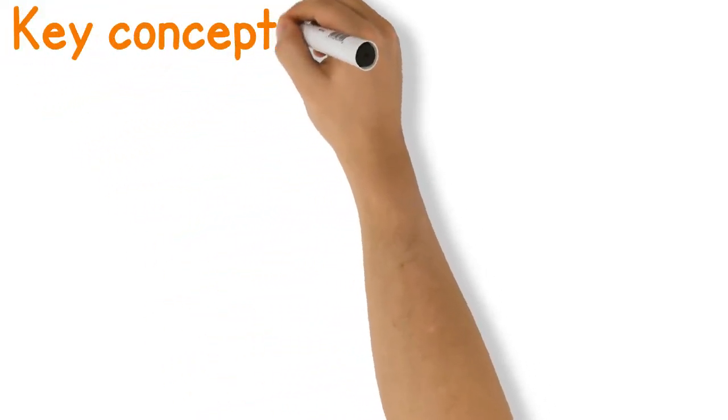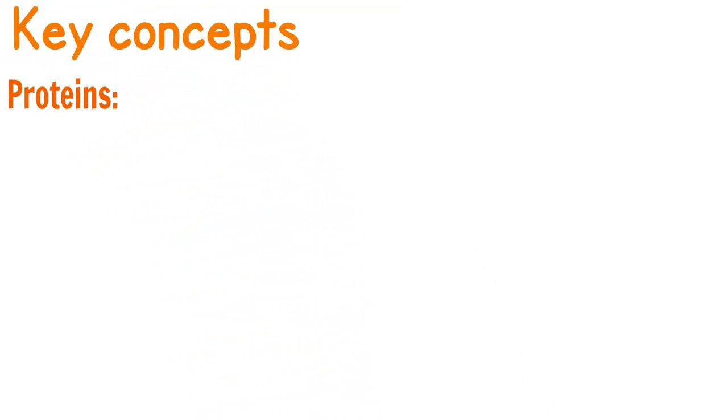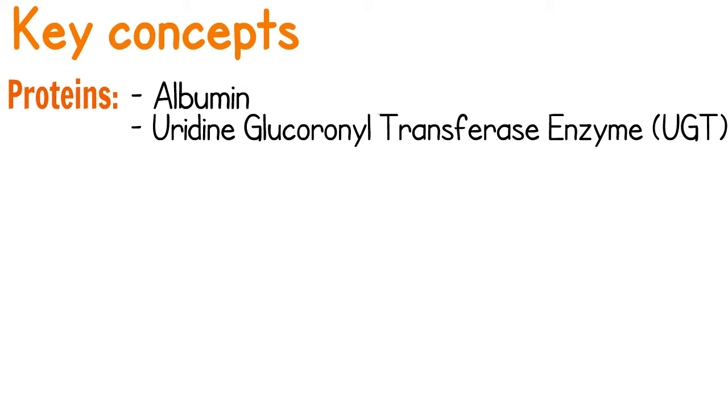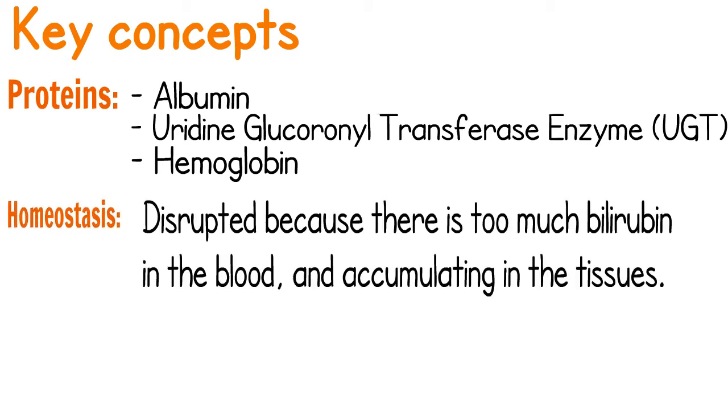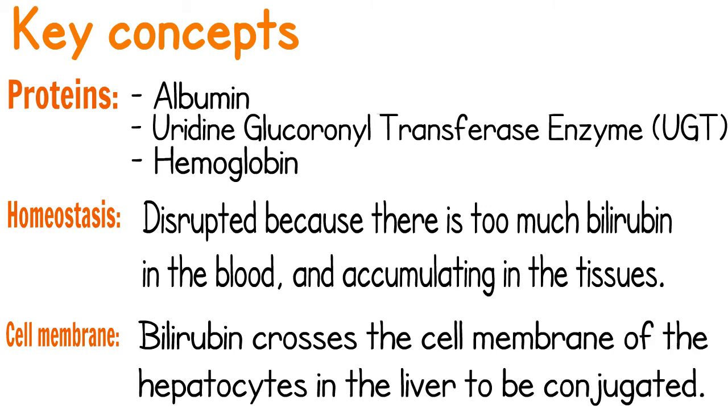Relating back to the key concepts, some of the proteins we discussed are albumin, which carries unconjugated bilirubin, UGT enzyme, which converts unconjugated bilirubin to conjugated bilirubin, and hemoglobin, a component of red blood cells. Homeostasis is disrupted during jaundice because there is too much bilirubin in the blood and accumulating in the tissues. In regards to cell membranes, bilirubin crosses the cell membrane of the hepatocytes in the liver to be conjugated.